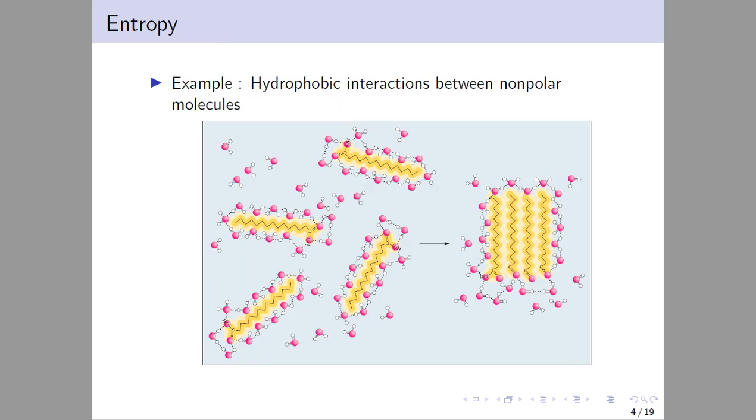Next, the entropy and hydrophobic interaction between non-polar molecules. Here these are the water molecules. The water molecules surround this hydrophobic polypeptide. This polypeptide tries to reduce the randomness. So if we make it into a micelle, lamella, or so on, it will feel the smallest force from the water molecules.